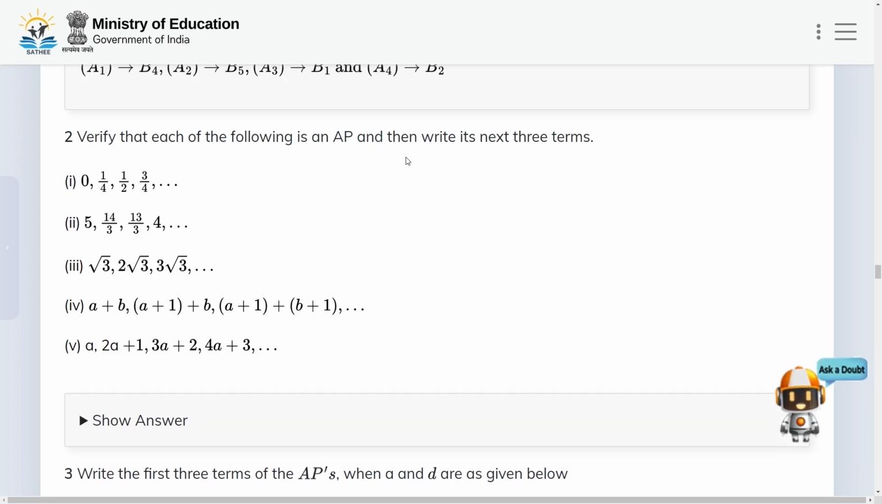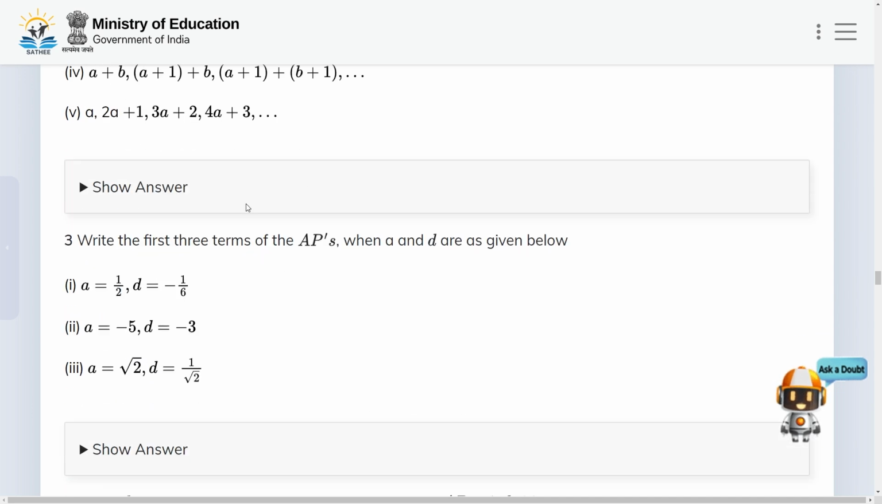So in the next question, we have to verify that each of the following is an AP and then write its next three terms. In the first one, we are given this list of numbers: 0, 1 by 4, 1 by 2, 3 by 4, and so on. First of all, we have to check whether the list of numbers forms an AP or not.